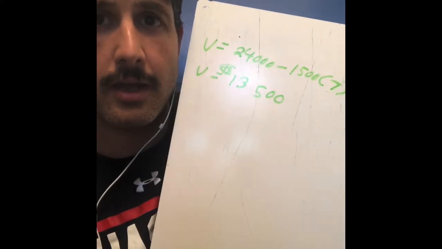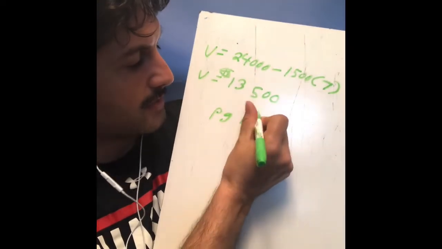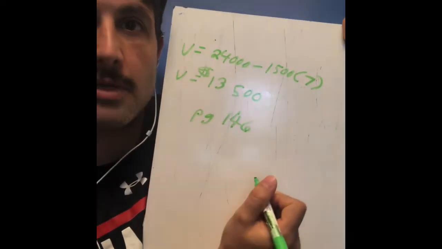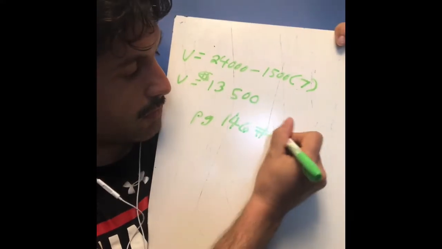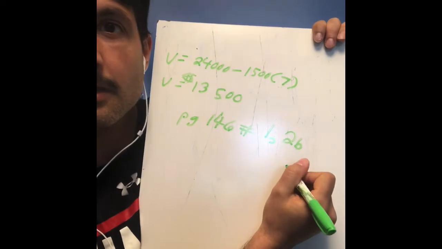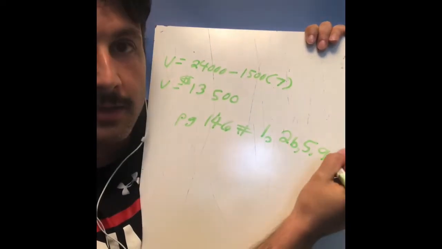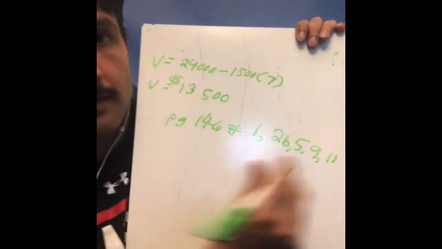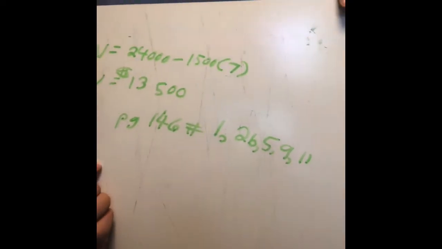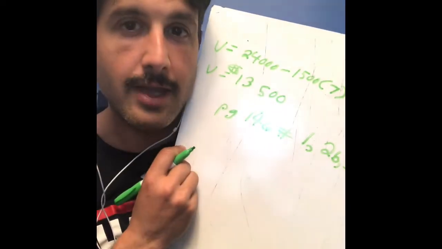All right, the set of questions for this is page 146, numbers 1, 2B, 5, 9, and 11. So there's the set of questions for that part. We're going to continue on with the second half of the lesson momentarily.